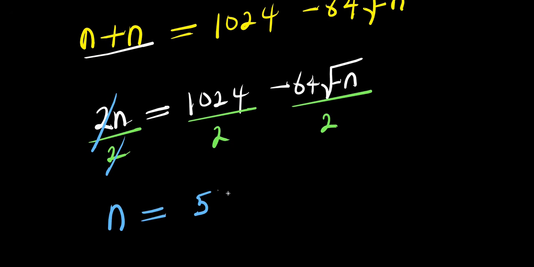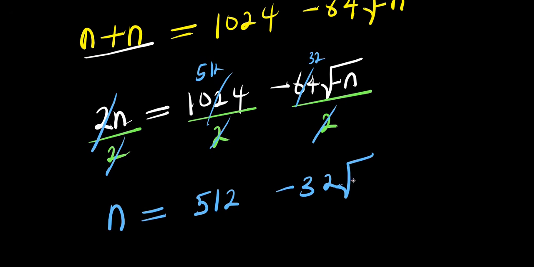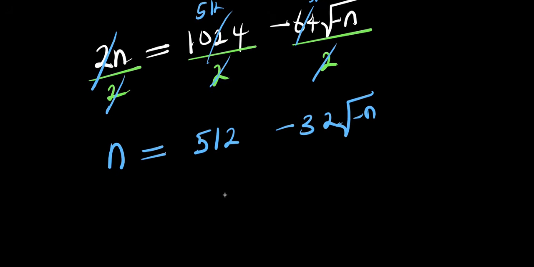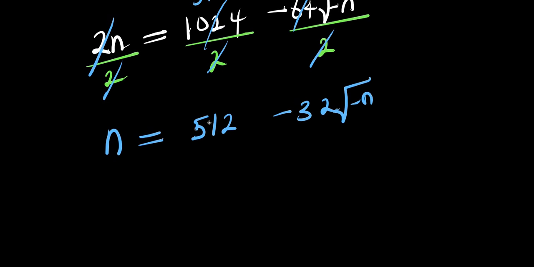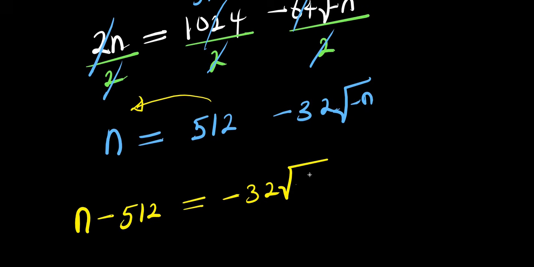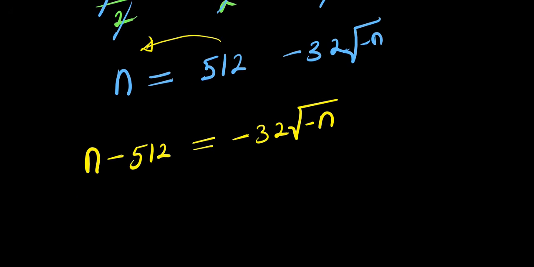This is 512. 512, and 64 divided by 2 is 32. Then what I can still do is move this over here. n minus 512 equals negative 32 times the square root of negative n. Since we still have a square root here, I decide to take the squares again of both sides of this equation.